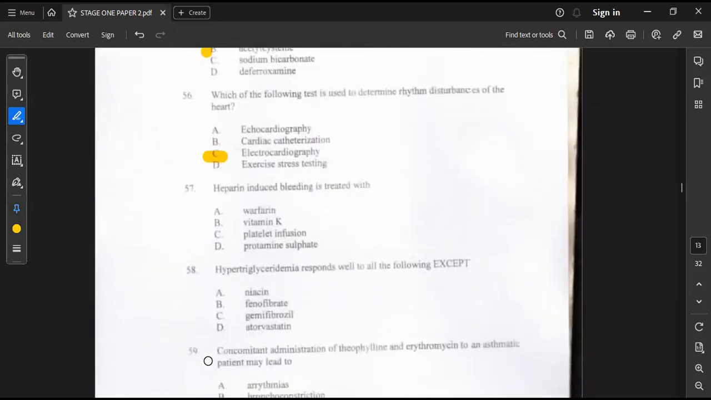Heparin-induced bleeding is treated with vitamin K. Actually, protamine sulfate. Right, and then vitamin K is for warfarin. Oh yeah, sorry. Had we talked about heparin and the mechanism of actions? I don't think we had encountered the anticoagulants anywhere. Then you can talk about that, starting with the anticoagulants, and then we can also do the fibrinolytics.